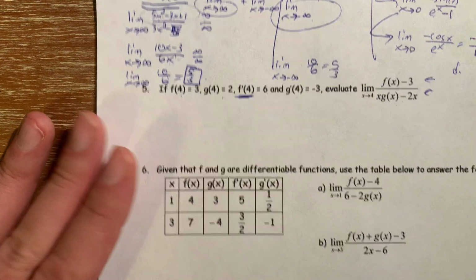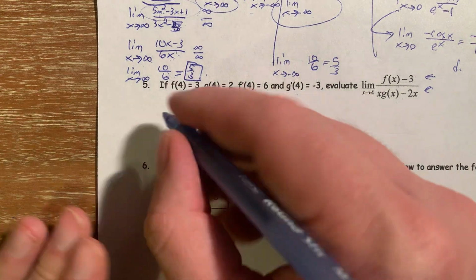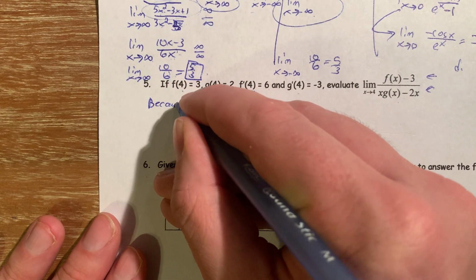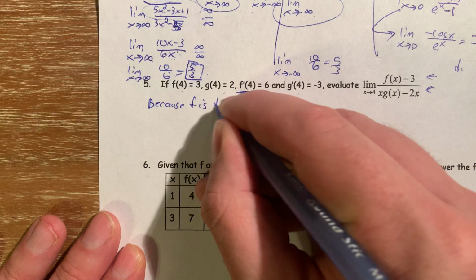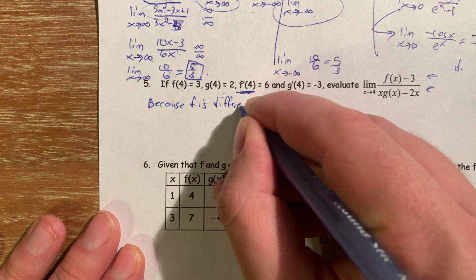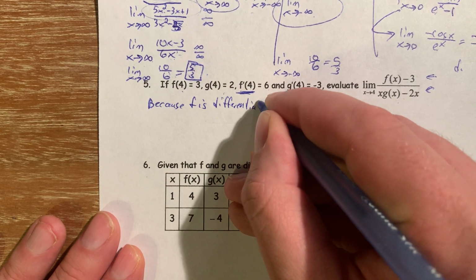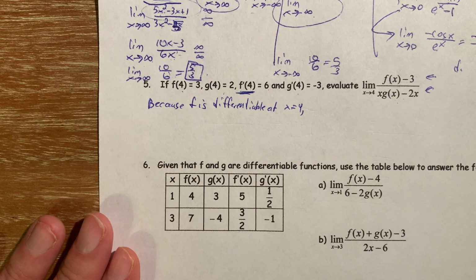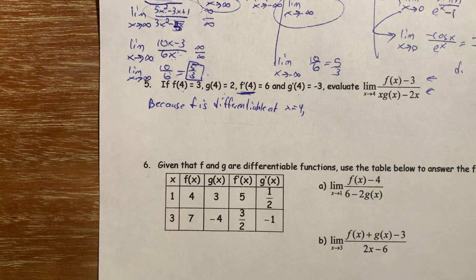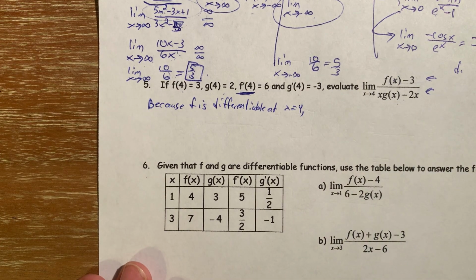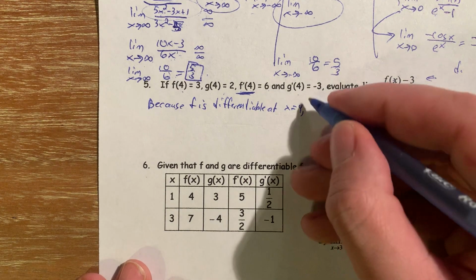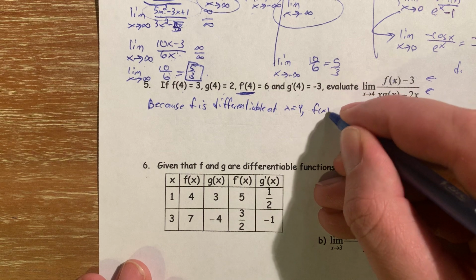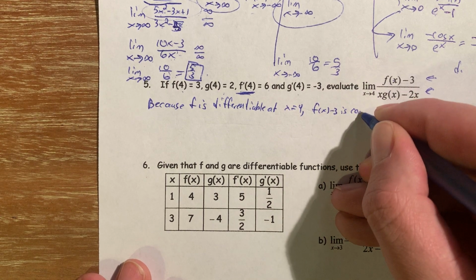But because f is differentiable at x equals 4, right? If a function is differentiable, it's automatically continuous. And if you subtract two continuous functions, it's still continuous. So f of x minus 3 is continuous.